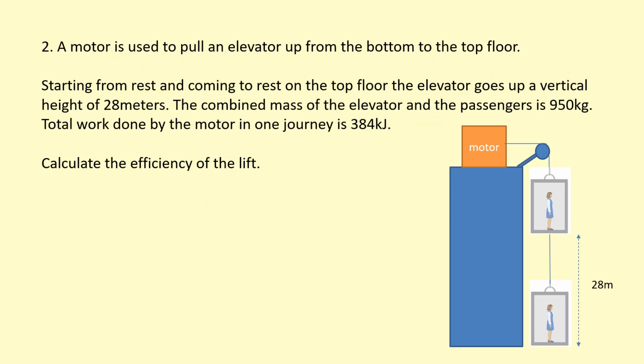Okay, so in this question, a motor is used to pull an elevator up from the bottom to the top floor, starting from rest and coming to rest at the top floor. So that means we don't have to worry about the change in kinetic energy. The elevator goes up a vertical height of 28 meters. The combined mass of the elevator and the passenger is 950 kilograms, and the total work done by the motor is 384 kilojoules. Calculate the efficiency of the lift.